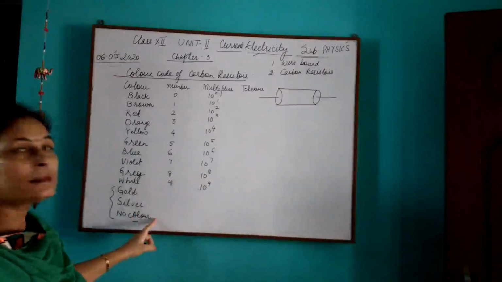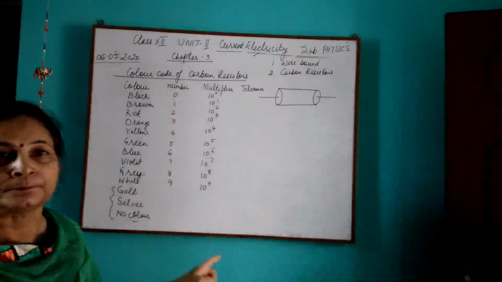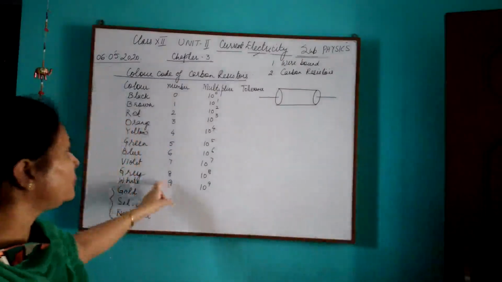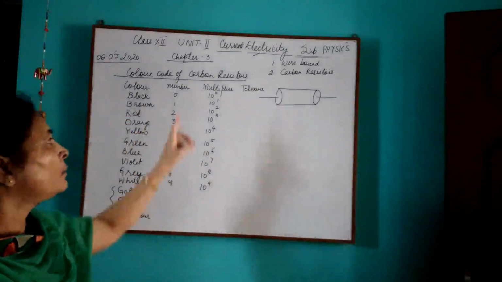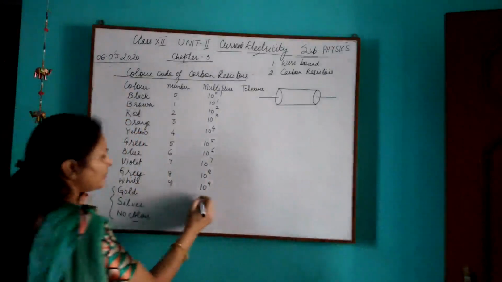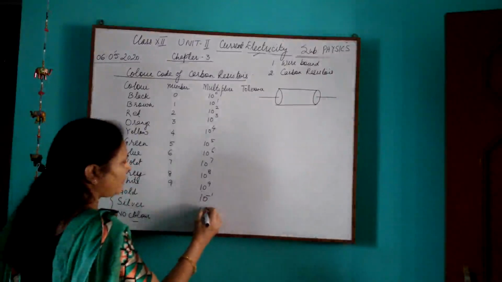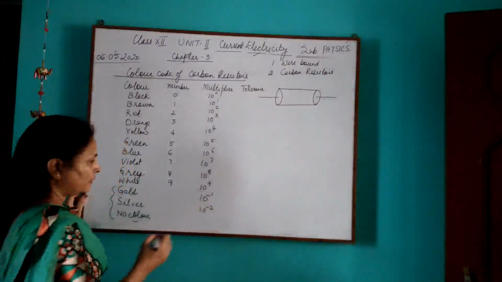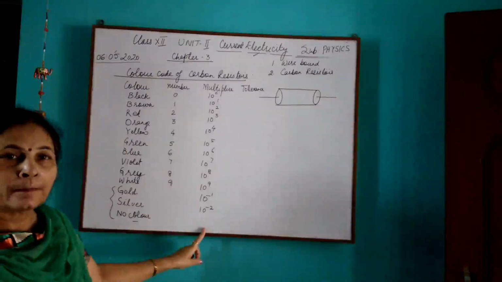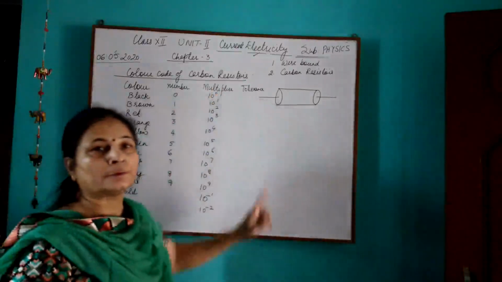But these three colors will not be used in the first column. They are not going to represent any number, but they are going to represent the multiplier. How? Gold will represent 10 to the power minus 1, silver 10 to the power minus 2. And this is not going to represent the multiplier also. This is no color. Now these three colors will represent tolerance also.